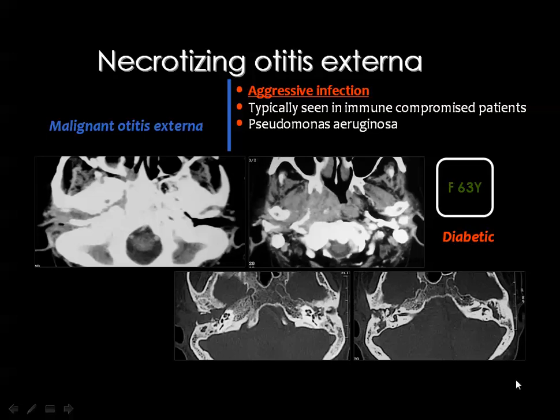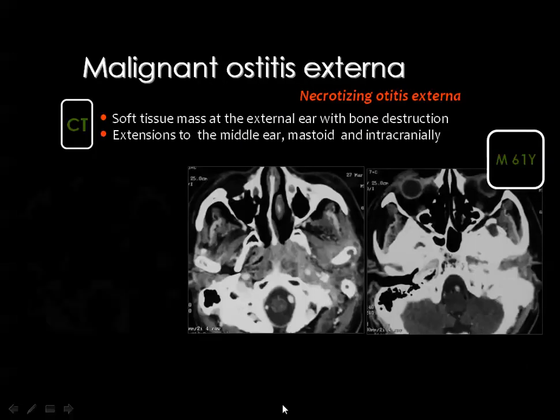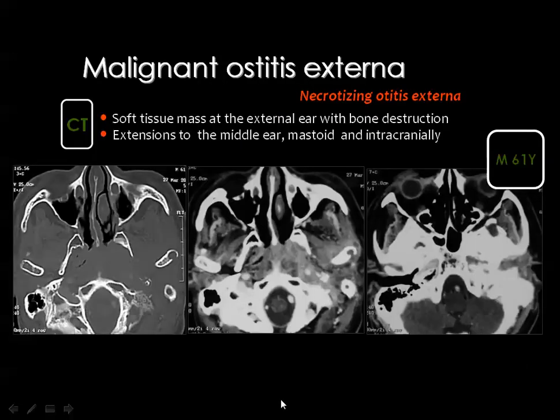On the left side, you can see that the middle ear cavity is obliterated by soft tissue density. The ossicles are more or less intact, and this is just otitis media. This is another example of necrotizing otitis externa, previously known as malignant otitis externa.